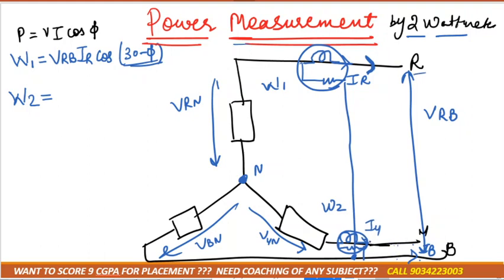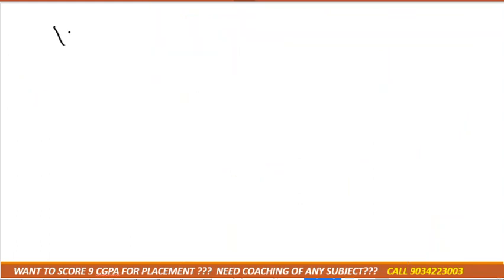Because it is connected with wattmeter Y and B, VYB, and the current is how much? This wattmeter is connected with Y, so that would be IY cos of how much? 30 plus phi, right? Okay. So we got the value for W1 and we got the value for W2. So we'll do one thing. We'll add W1 plus W2, then subtract W1 minus W2, and then divide them with each other.